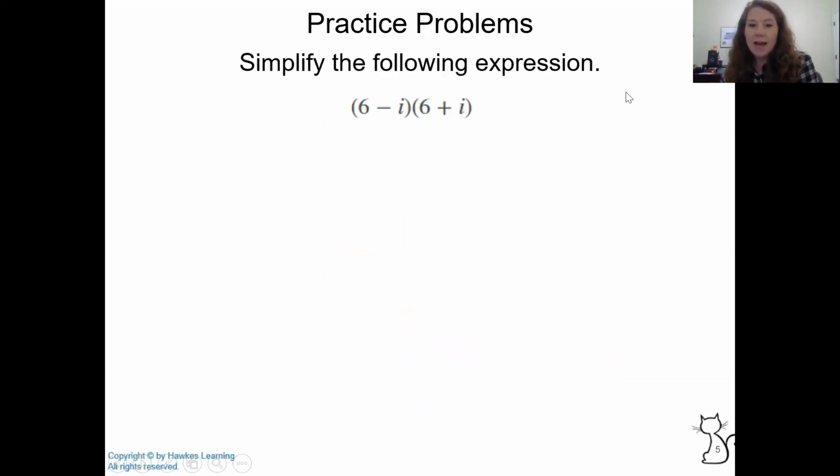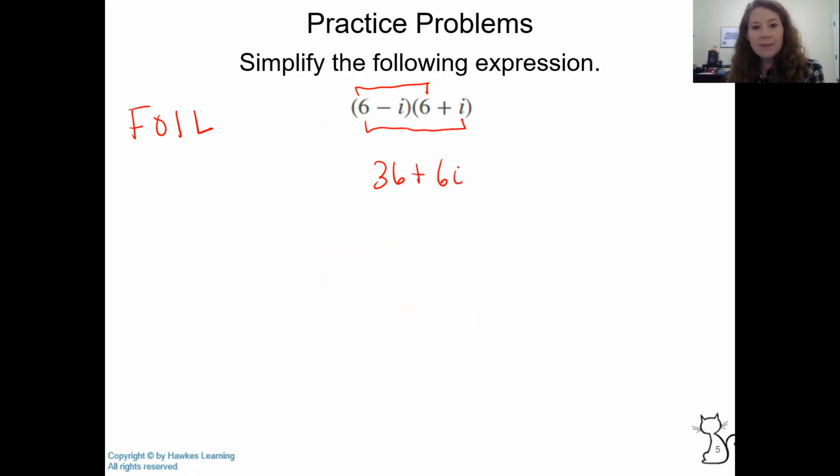All right, now we have the product of two binomials. So we're going to FOIL this. We're going to multiply the first two terms. So 6 times 6 is 36. The outside term, 6 times i, is +6i. The inside terms, -i times 6 is -6i. And then finally, -i times i is -i squared.